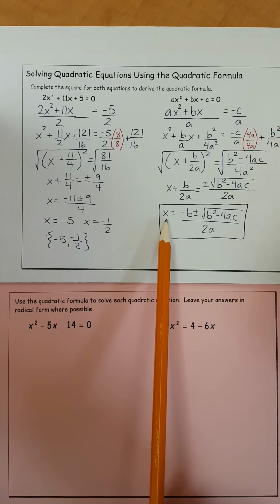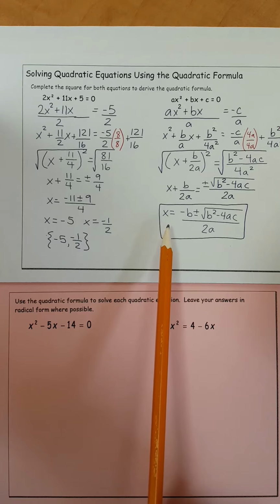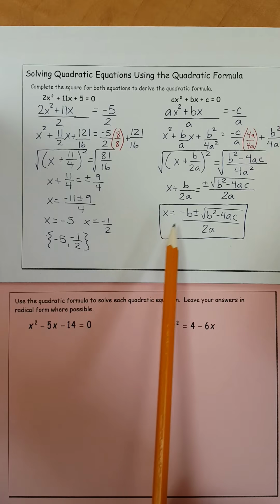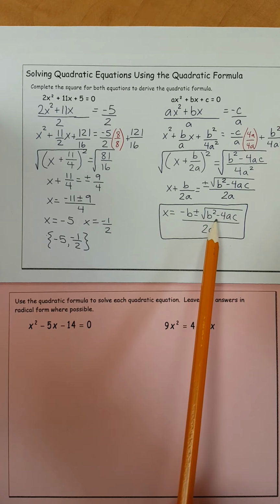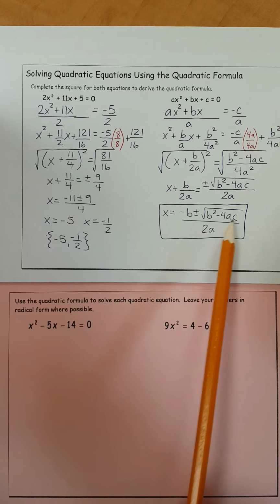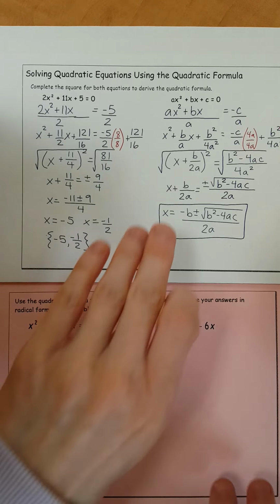So here we are, the formula, and this is the one that works every single time. Some of the other methods, the square root method, obviously factoring, are better in certain situations, but the quadratic formula works all the time. So x equals negative b plus or minus the square root of b squared minus 4 times a times c, all divided by 2a. That's what we're looking at here.